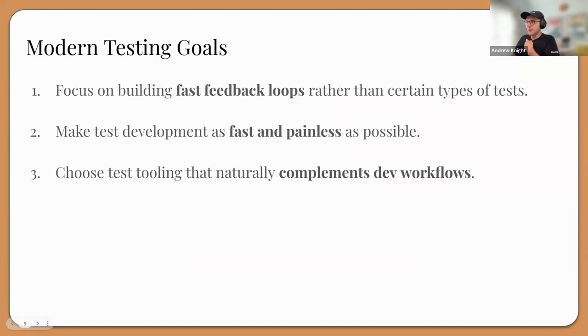So with that in mind, I want us to adopt three modern testing goals to reshape how we think about testing and how we approach these different kinds of tests. First of all, we should focus on building fast feedback loops rather than building certain types of tests. Ultimately, the value is not the test itself, it's in the kind of feedback it gives. And each of those layers, UI, API, and unit, offer valuable kinds of feedback, and we shouldn't be shortchanging any of those layers. And so rather than trying to shape our strategy by certain proportions or numbers of tests, we should be looking at building these feedback loops to give us the feedback we need for the types of applications we're developing.